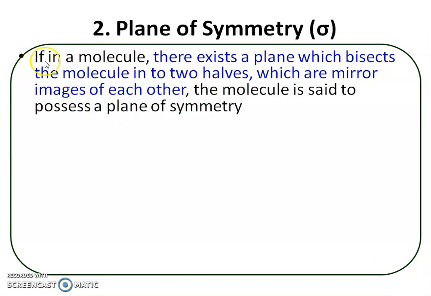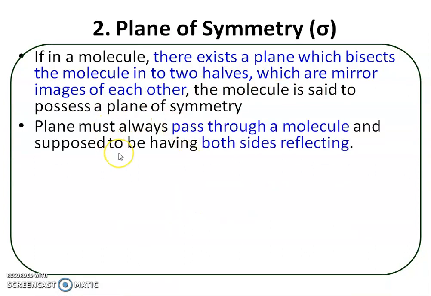That is, if in a molecule there exists a plane which bisects the molecule into two halves which are mirror images of each other, meaning equivalent or identical, then the molecule is said to possess a plane of symmetry. Always remember that the plane must pass through the molecule, and it is supposed that the plane has both sides reflecting. Normally for a mirror one side is reflecting, but here you consider both sides of the plane reflecting.